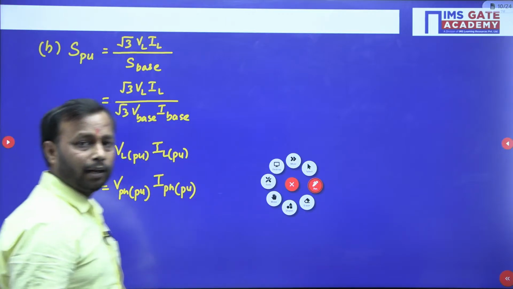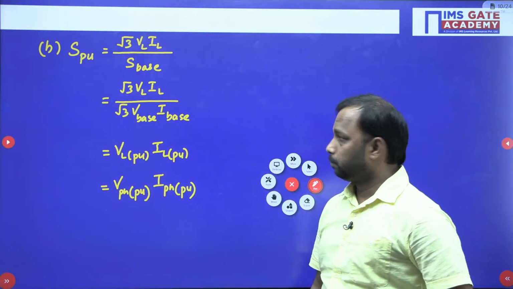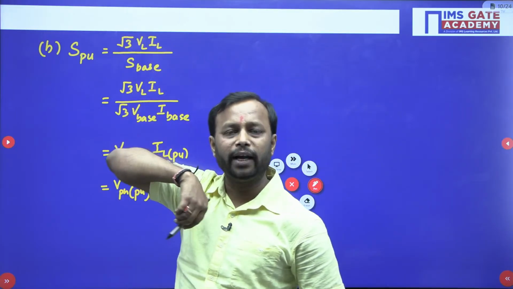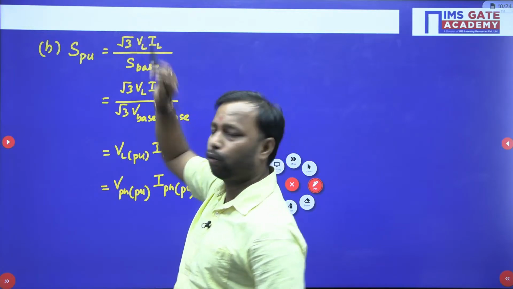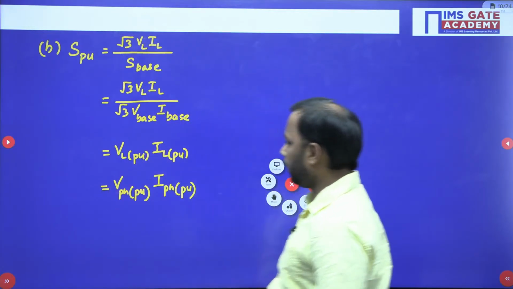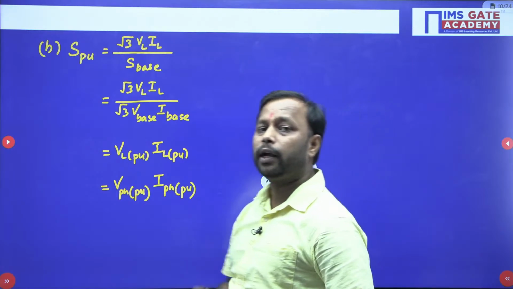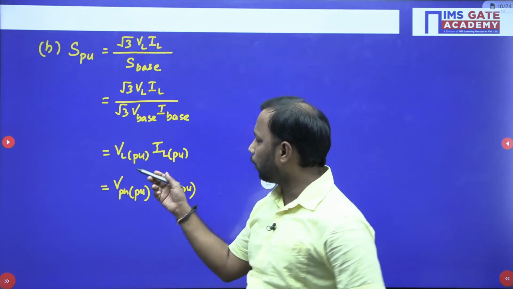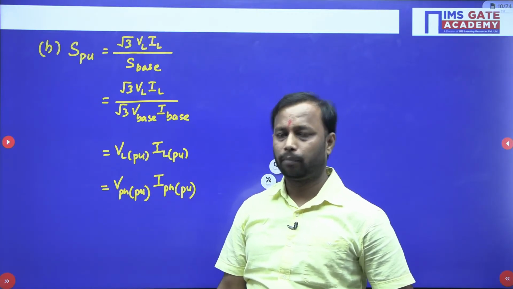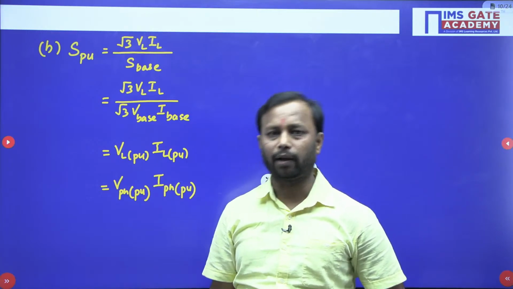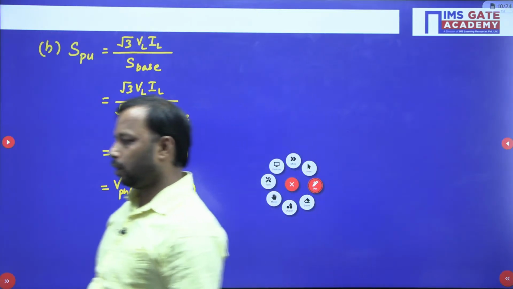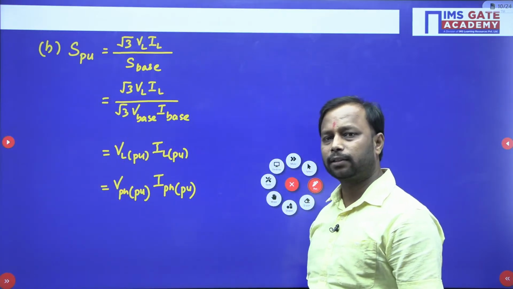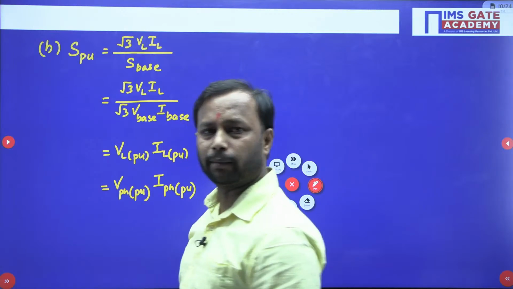Now what can we conclude from here? If you are operating with actual units, then we have to take care of the root 3 factor. But if you are operating with per unit values, then we need not bother about this root 3, and we even need not bother about line and phase because those are equal in per unit values. Am I clear? Is this clear? Any doubt in this? Tell me quickly. Any doubt in this?